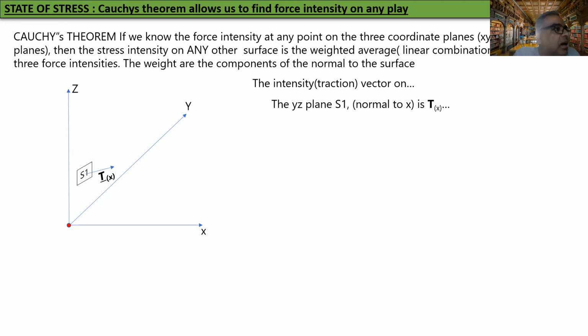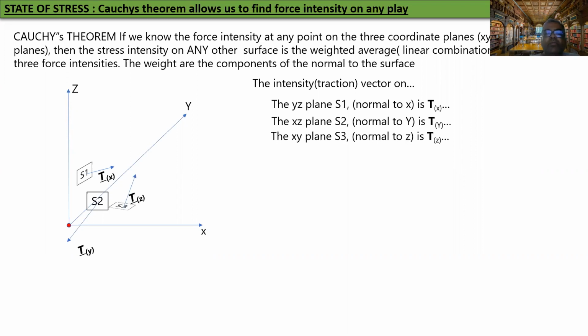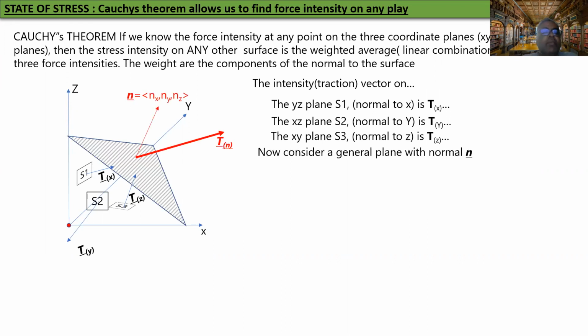So the force intensity or traction vector on that will have x as a subscript. Okay. Similarly, the XZ plane normal to y is Ty. That's the force intensity on that one, and the floor, which is the XY plane, normal is Z, so it's called Tz. Okay, so let us say we know these three. Now, suppose I have some other plane like that.